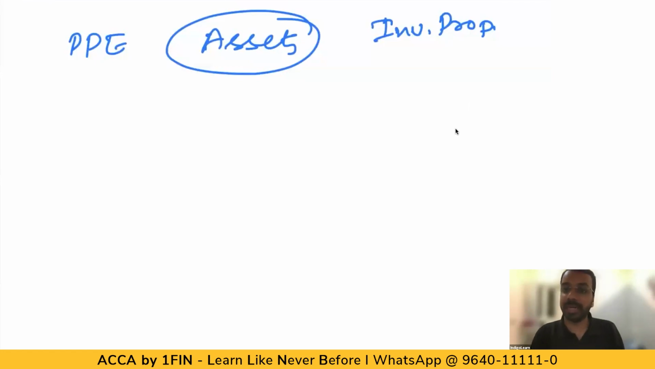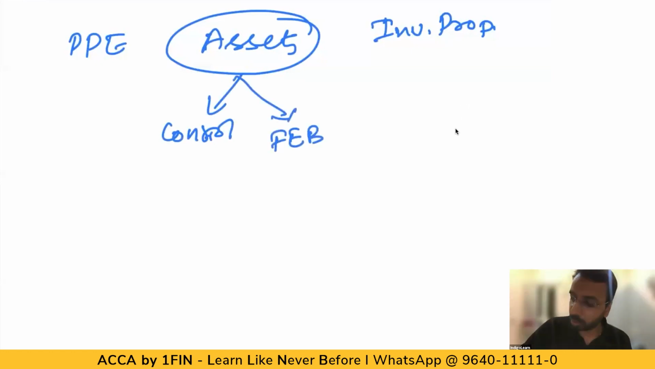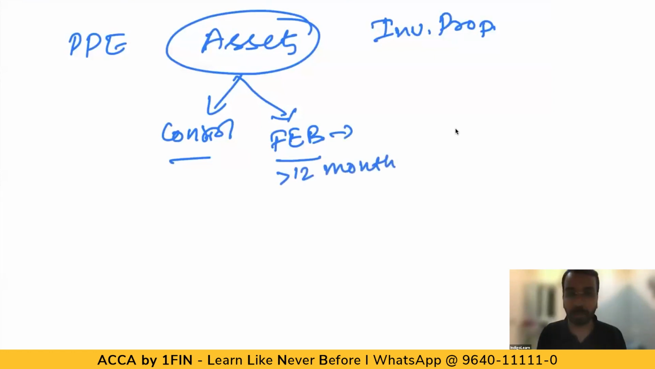Resource controlled by entity, which gives us future economic benefits. So, very good. Entity having control and gives us future economic benefits. So, there has to be control and there has to be future economic benefit. If I don't get any future economic benefit, I cannot call it to be an asset. If I get future economic benefits, I can call it to be an asset. Now, these future economic benefits must be for a period greater than 12 months.